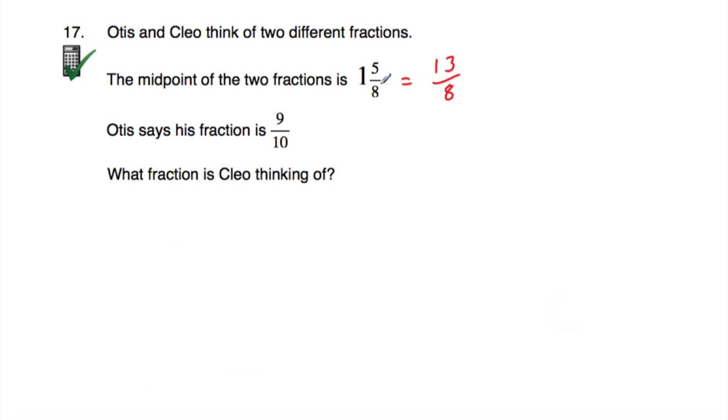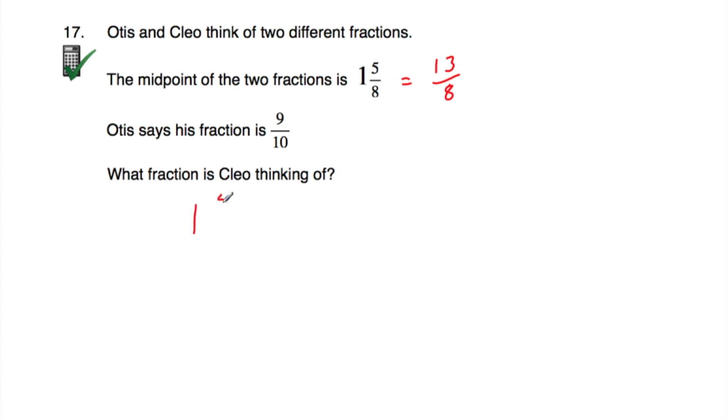Okay, so our other approach is to actually work out the difference between Otis's fraction and the midpoint, and work out what that is. And then what we can do is we can either add that or take it away from the midpoint to find what Cleo's fraction would be. So if we have a look here, the midpoint is above Otis's fraction. It's bigger than Otis's fraction because the midpoint is 1 5/8, and that's bigger than 9/10 because 9/10 is below 1 and 1 5/8 is obviously above 1.